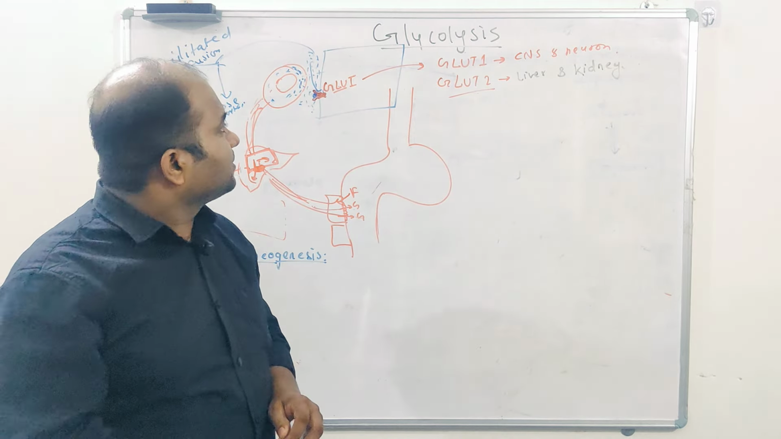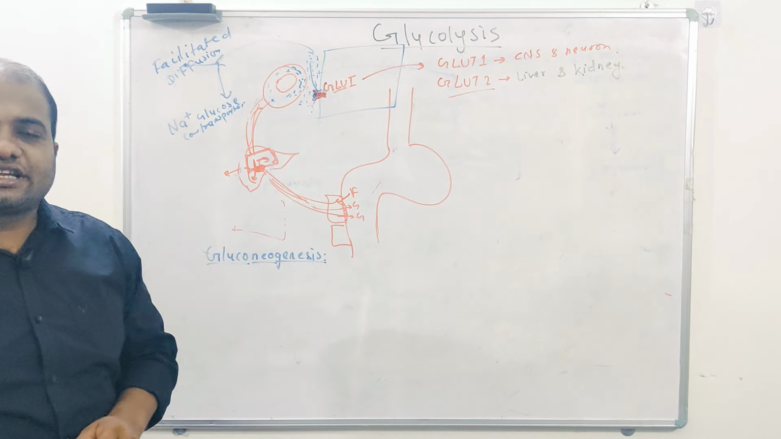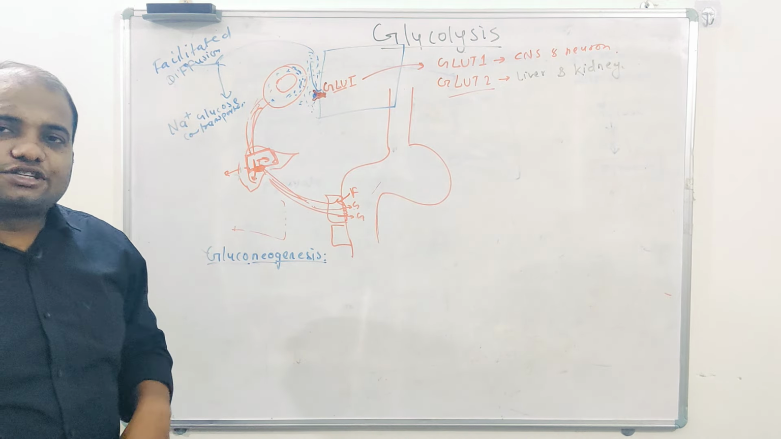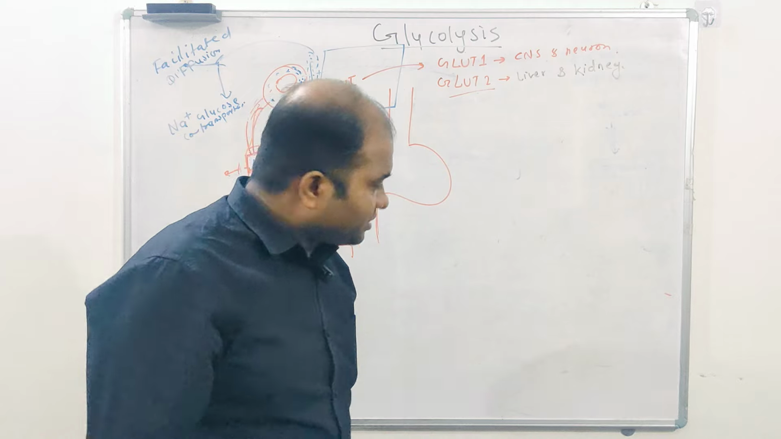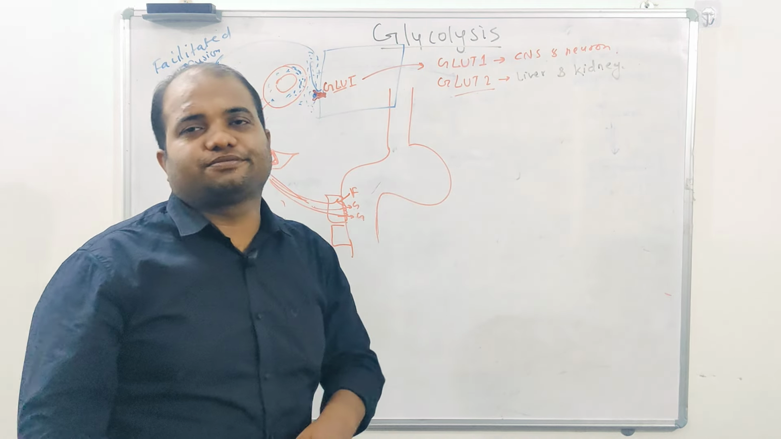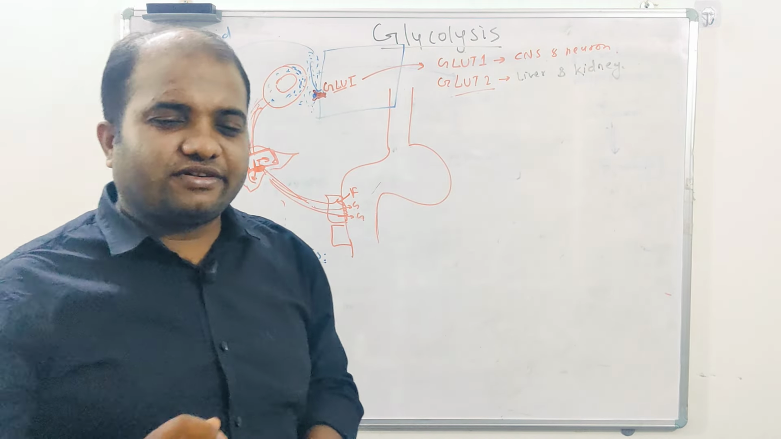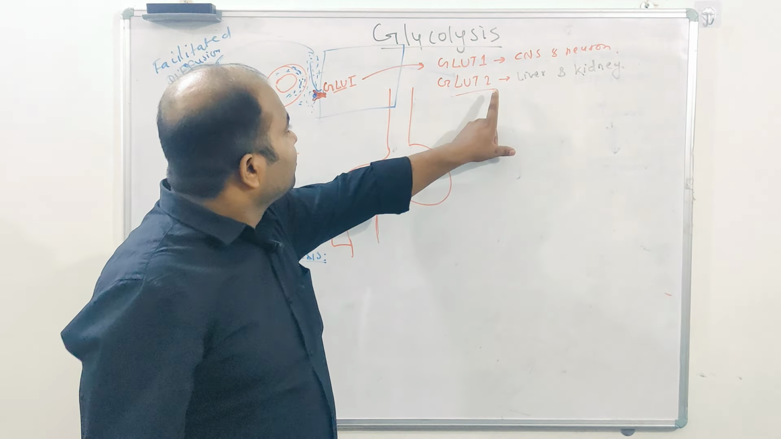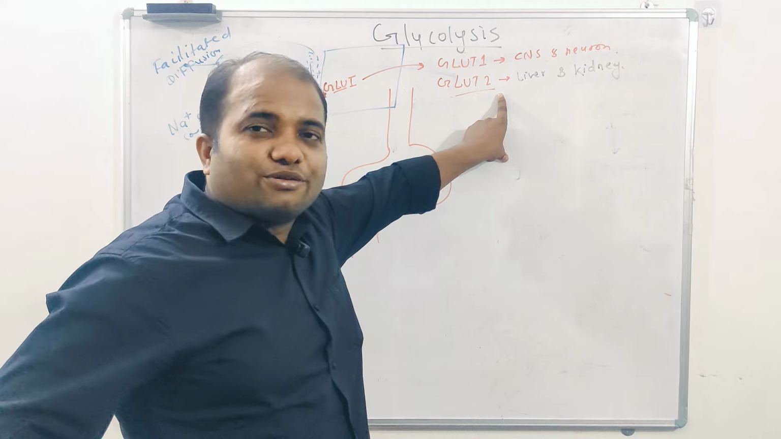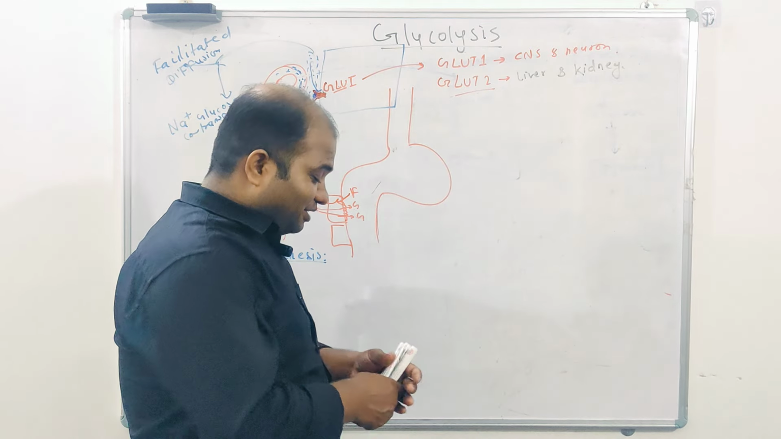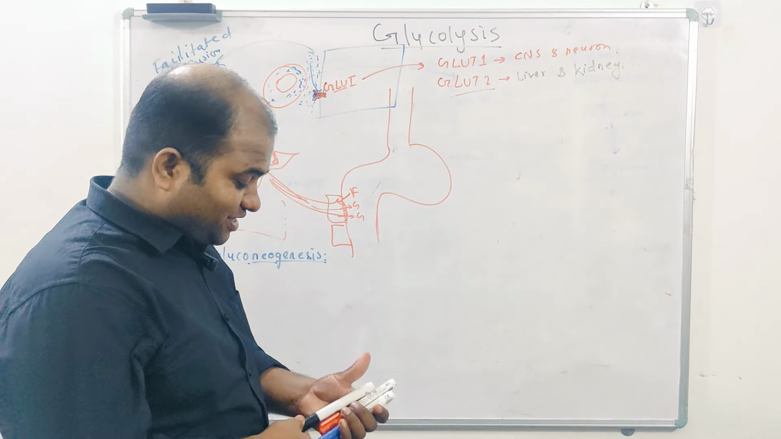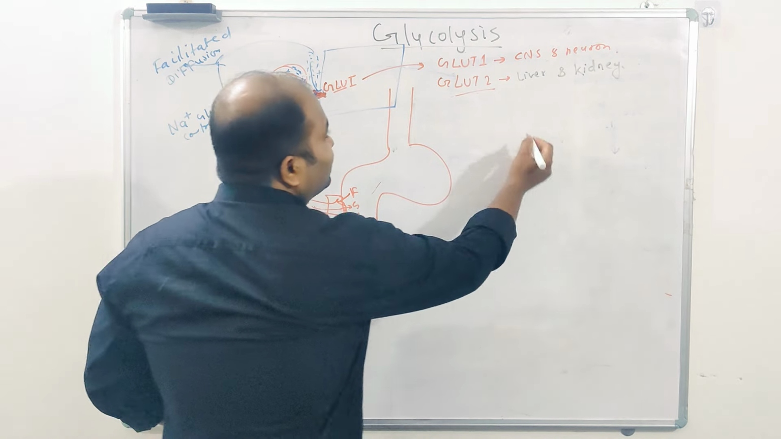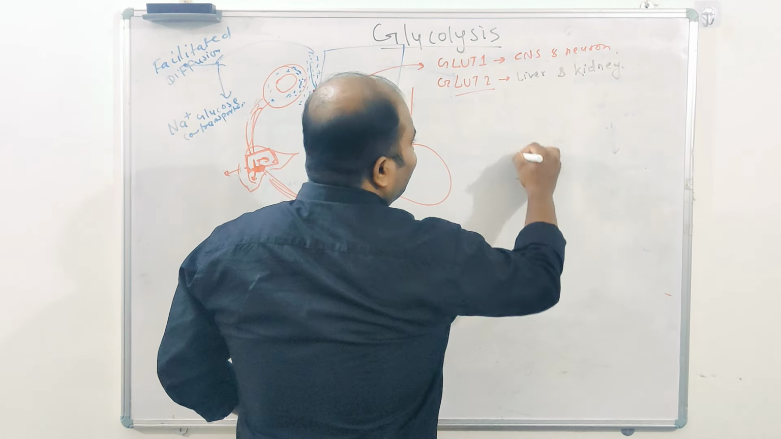When I'm talking about this, one more cell or organ has GLUT2 receptors, and you know that it is very important. What is that? You know about it, and the major magic of that cell is, let's assume this is the cell I'm talking about.